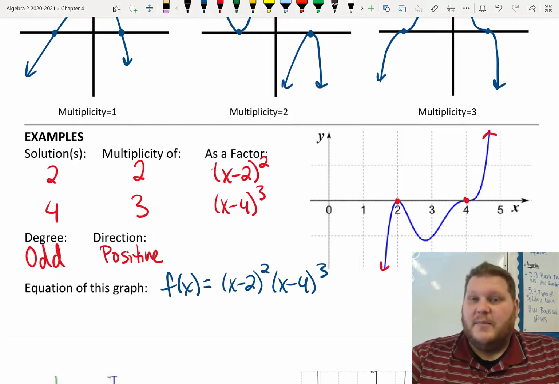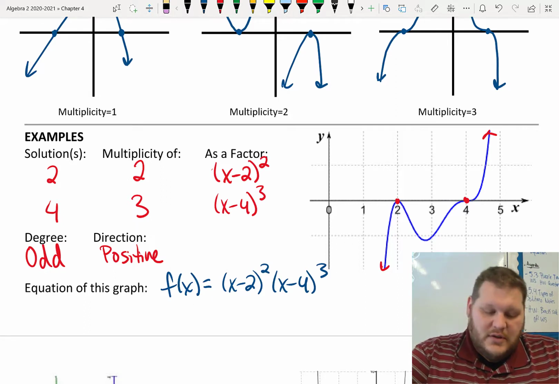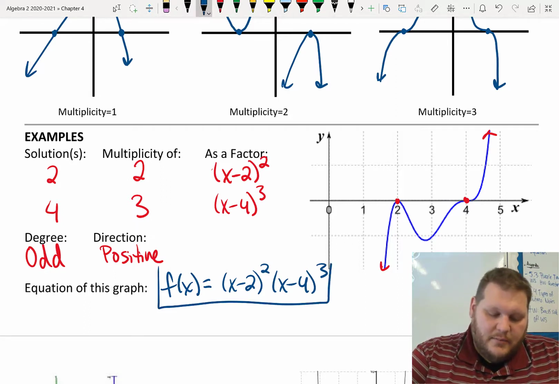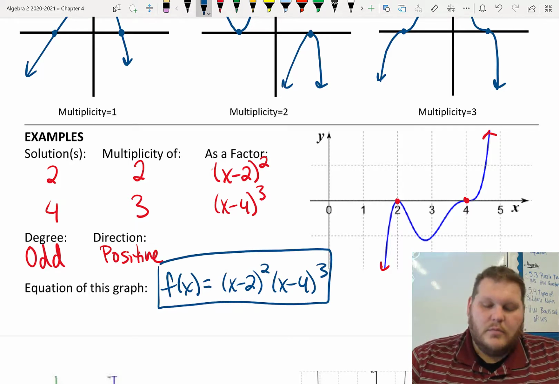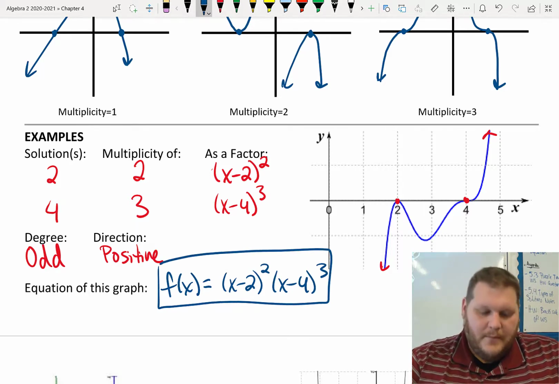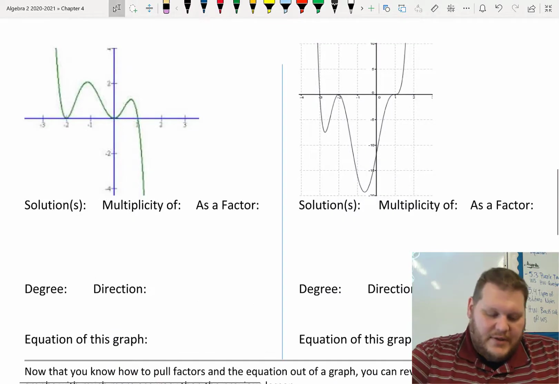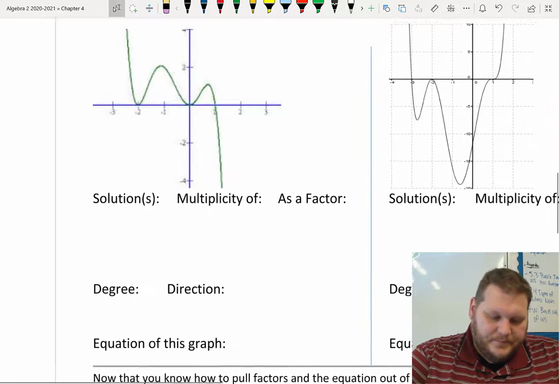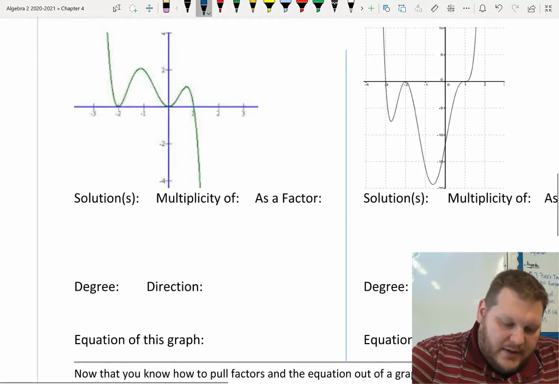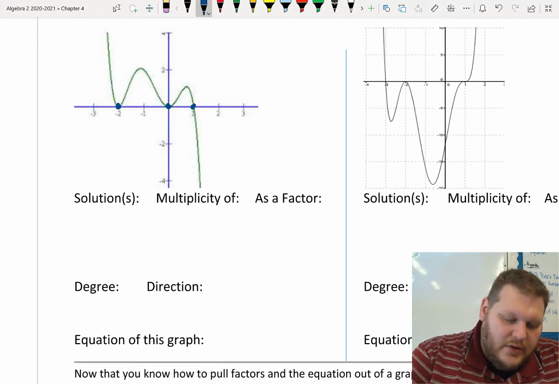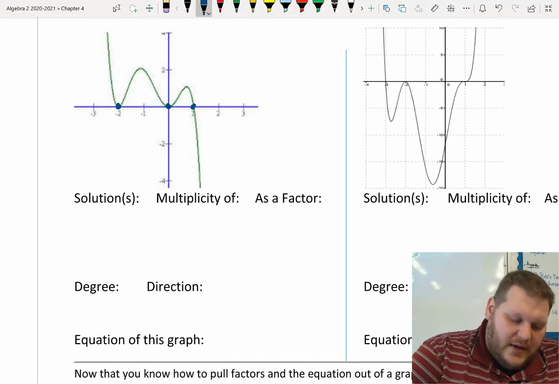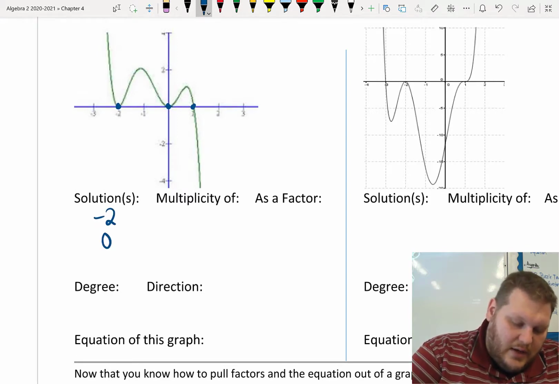So again, if my instructions don't say to write your answer in standard form, that would be good. That's all you have to do. Okay? We're going to take a look at a couple more examples of those. All right, so now I've got 1, 2, 3 solutions. I've got -2, 0, and 1.